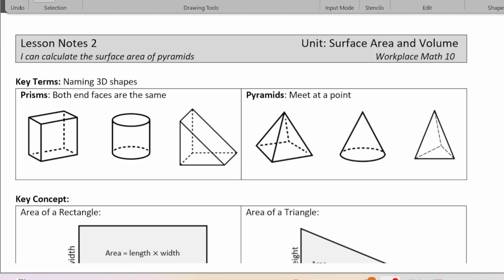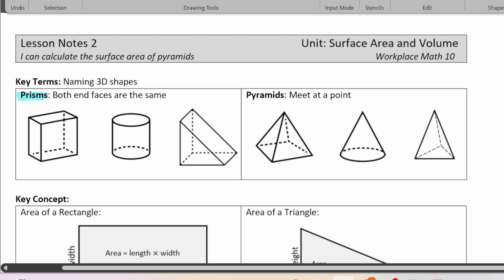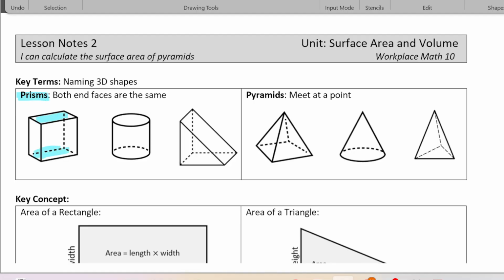Okay, in this lesson, we're going to look at the surface area of pyramids. So in the last lesson, we looked at prisms, which are common 3D shapes that have both end faces being the same. So we did rectangular prisms, cylinders, and then triangular prisms. I'm just highlighting those here. Today, we're going to do pyramids.